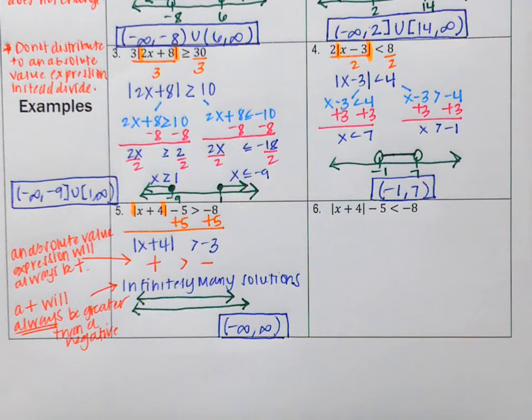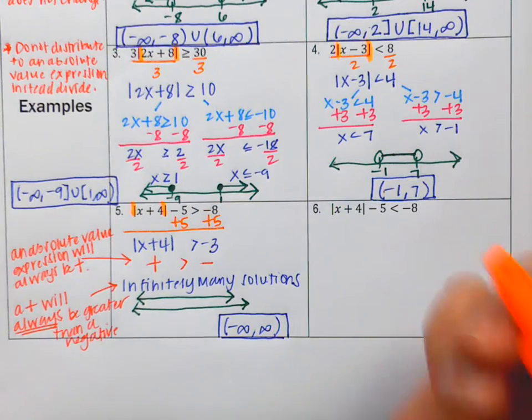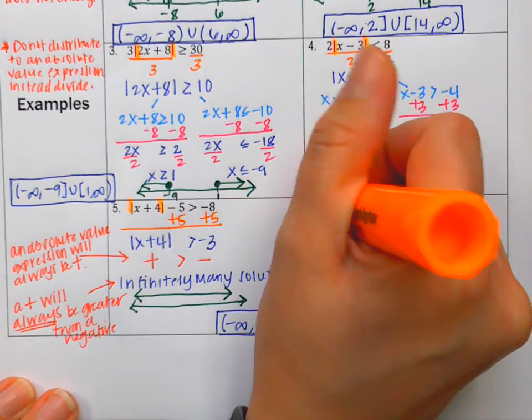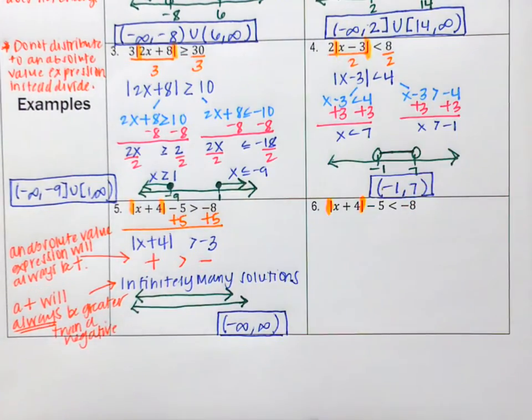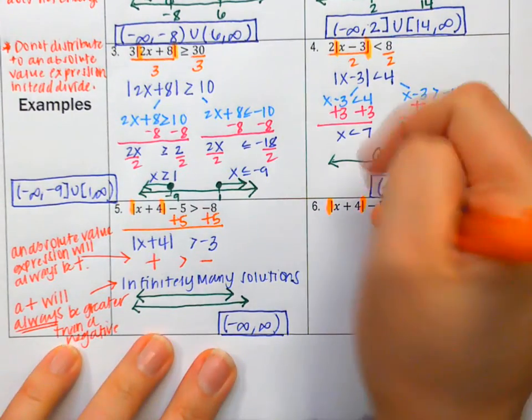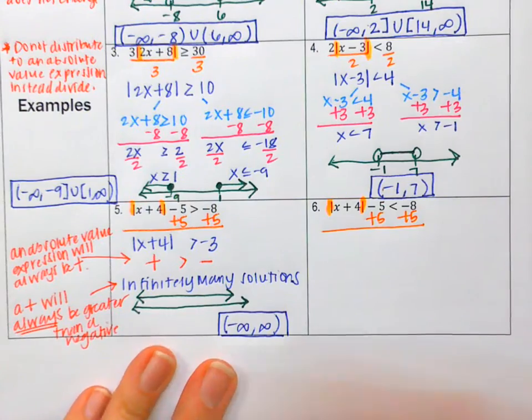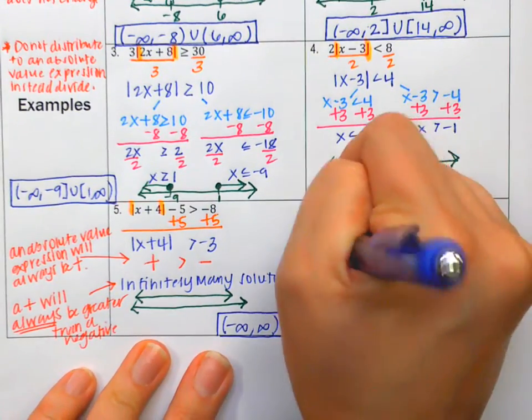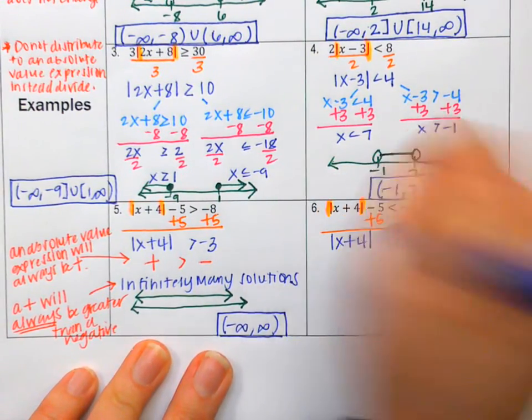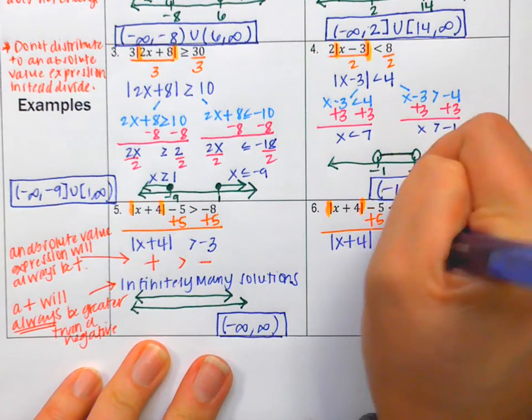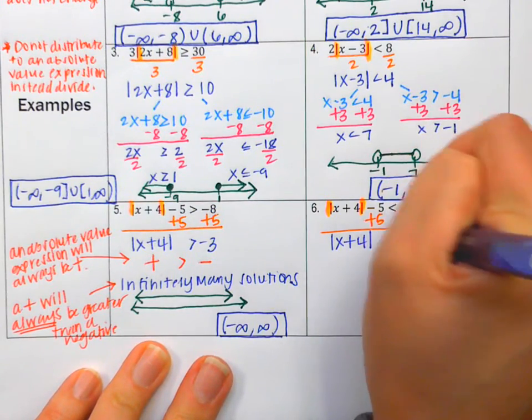Number 6 is also a special one. First step, we always want to isolate the absolute value expression, so I'd need to add 5 to both sides. I know they're the same problem, except the inequality symbol is flipped, so I'm sure you know where this is going. So we have the absolute value of x plus 4 is less than -3.